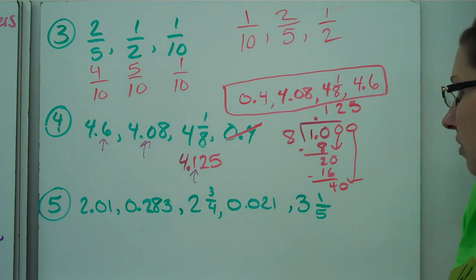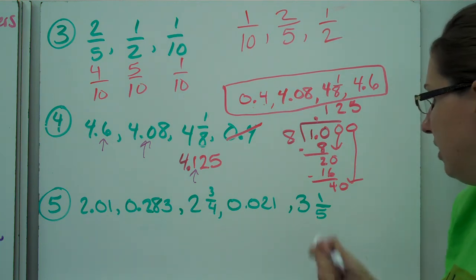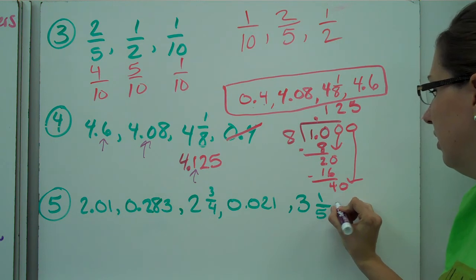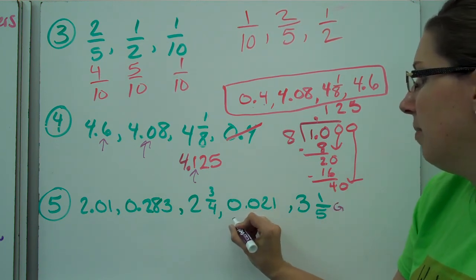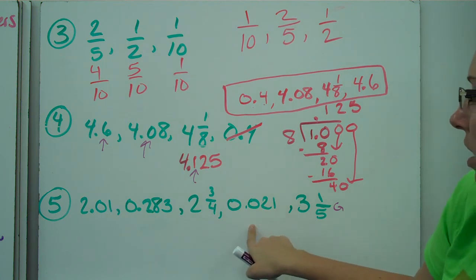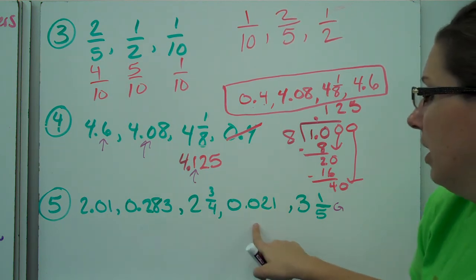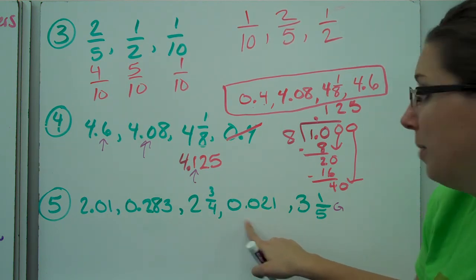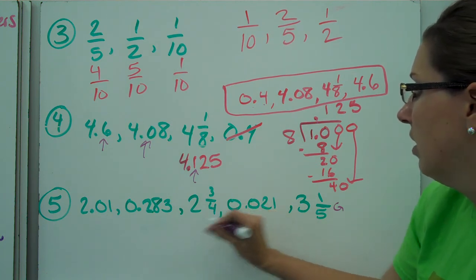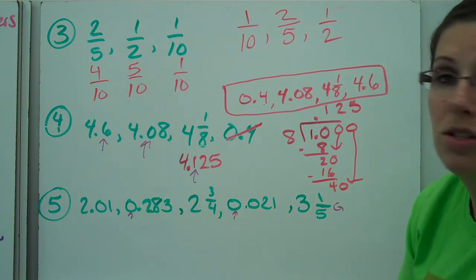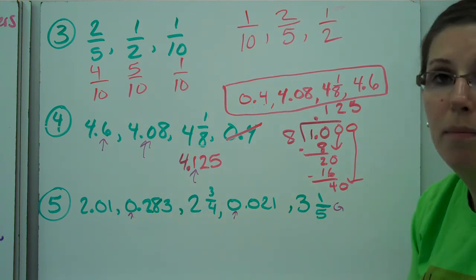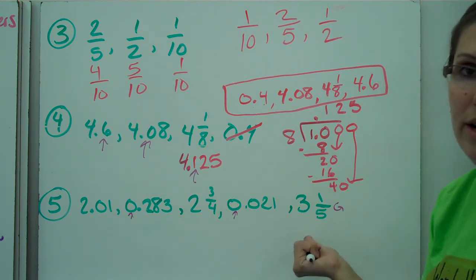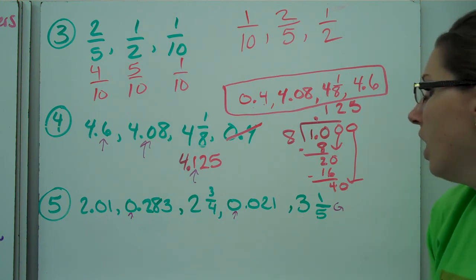Okay, so I know this is going to be my largest. I'm going to put a G next to it for greatest. These two are going to be my smallest numbers because they both have a 0 just in the ones place. And then these last two are going to be kind of like my next ones. This is going to be my greatest because it's got a 3.